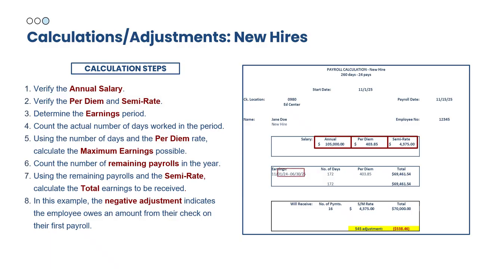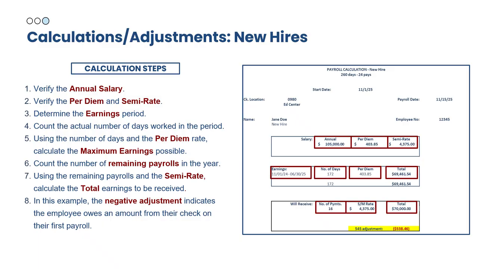We then define your earnings period, which is the date span of your actual days worked during the year. Once the dates are defined, we count the actual number of days worked during the year. Using the number of days worked and your per diem rate, we calculate the total maximum earnings possible for the year. We then count the number of remaining payrolls and multiply them by your per diem rate. This calculates the total pay you will receive based on the number of payrolls left in the school year.